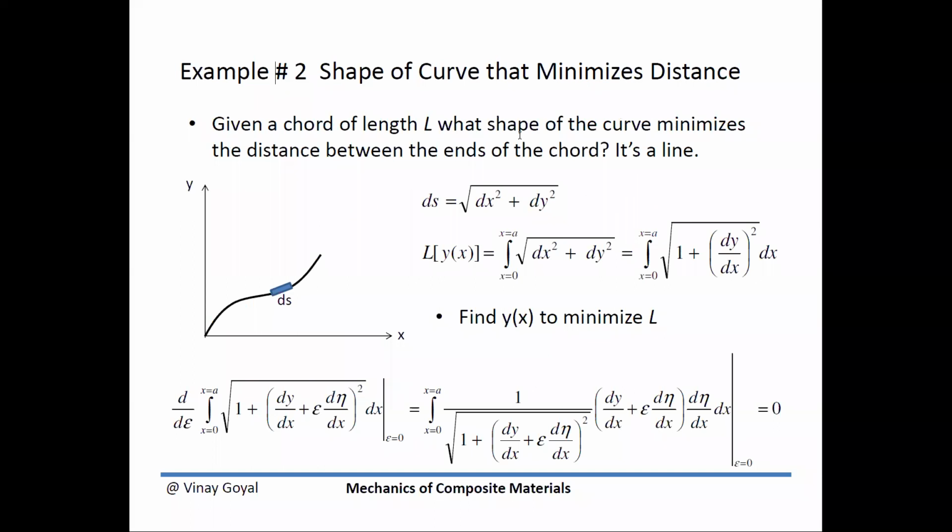Let's consider another example here. Say I want to find the shape of this curve that minimizes the distance between two points. You know that ds equals the square root of dx squared plus dy squared by the Pythagorean theorem. If I want to find the length of this curve, I'll integrate from x equals 0 to x equals a, integrating this length ds to get the total length. Y here is the y-axis, x is the x-axis. I'm trying to find the function y that minimizes that distance.